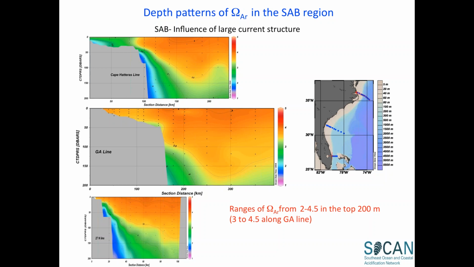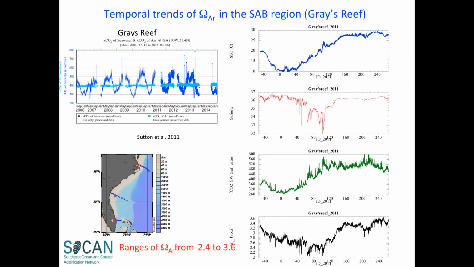This gave you a quick overview of the large-scale spatial patterns in the South Atlantic Bight. Now let's look at the temporal trends. For the temporal trends, we are very fortunate that we have a mooring on Gray's Reef, which for the last 10 years has been taking CO2 data, and as I showed earlier, CO2 is very closely related to pH and saturation state. The mooring is maintained by a collaboration of investigators at PMEL, University of Georgia and University of Delaware.